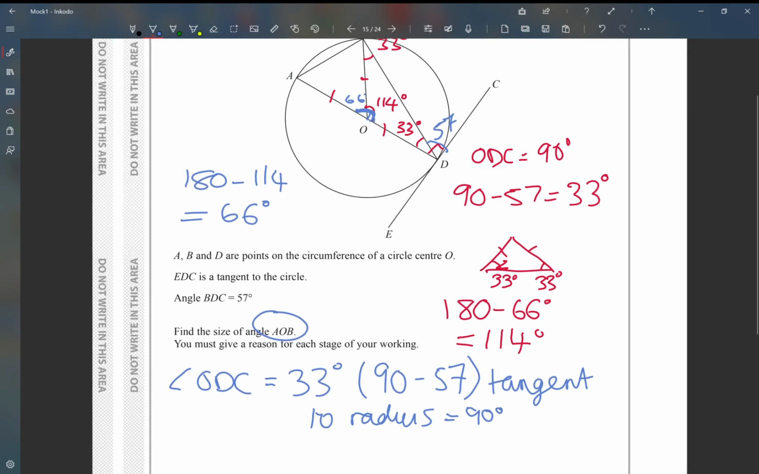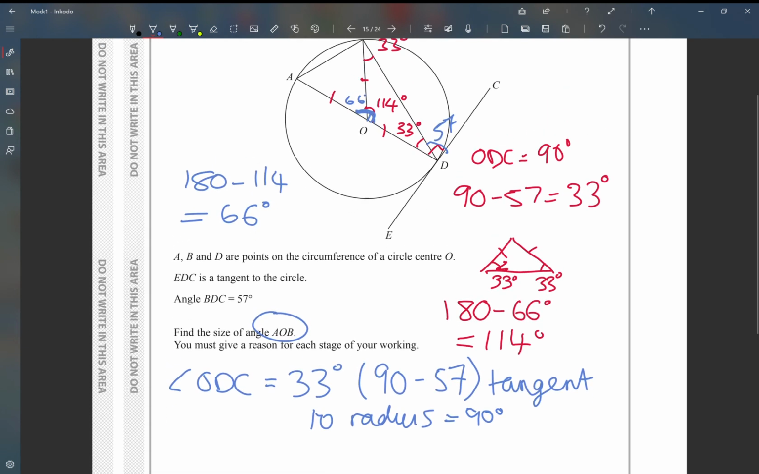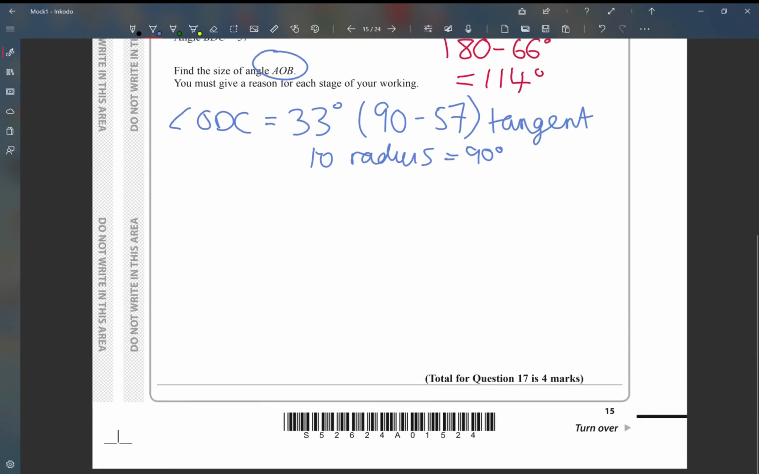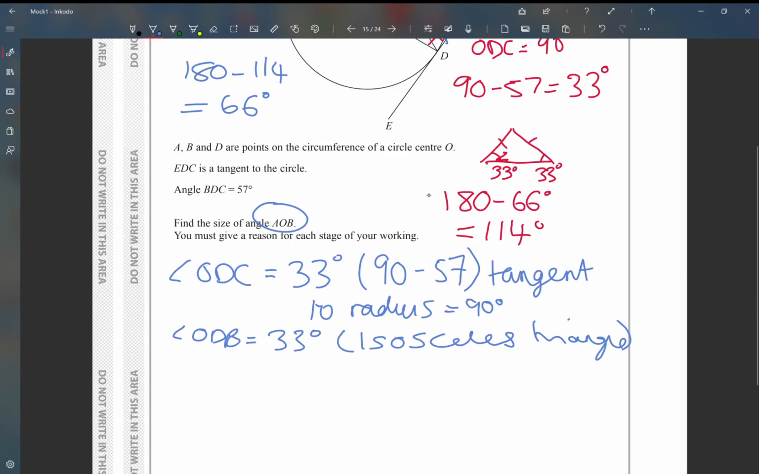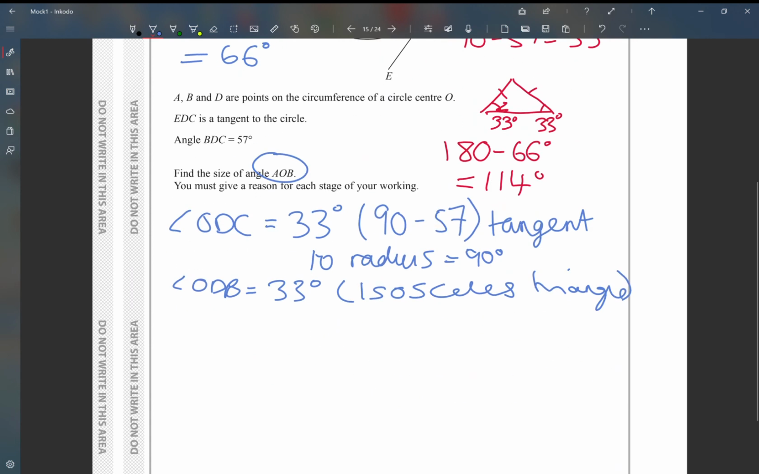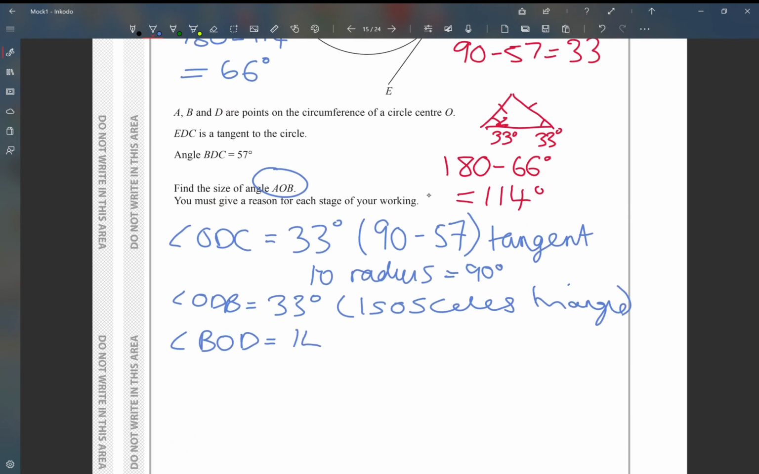And then the other 33 one, angle ODB equals 33, and you can just write isosceles triangle. That's enough, actually. And then BOD equals 114, and that is because angles in a triangle.